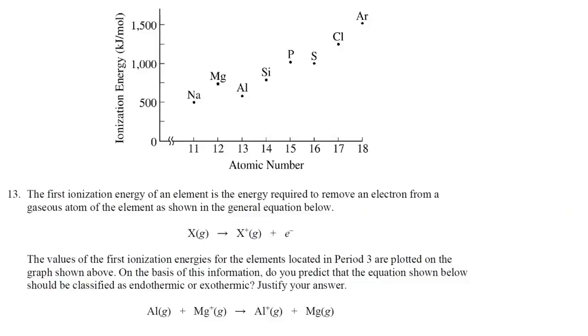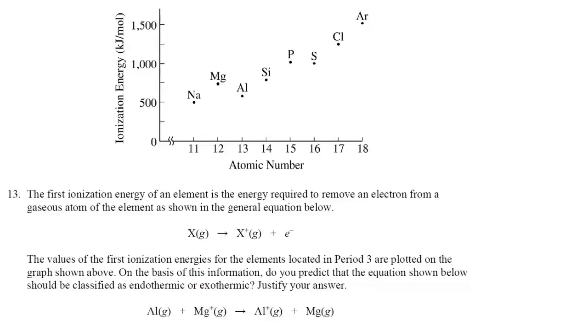So in this general equation, we have a generic symbol for an element, which is X. So on the left side of the equation, we have an atom. And on the right side of the equation, we have a positive 1 ion. That indicates that an electron has been lost. And so the symbol E with that minus sign represents the electron that has been removed from a gaseous atom of that element. Now, the values for the first ionization energies for the elements located in period 3 are plotted on the graph shown above.